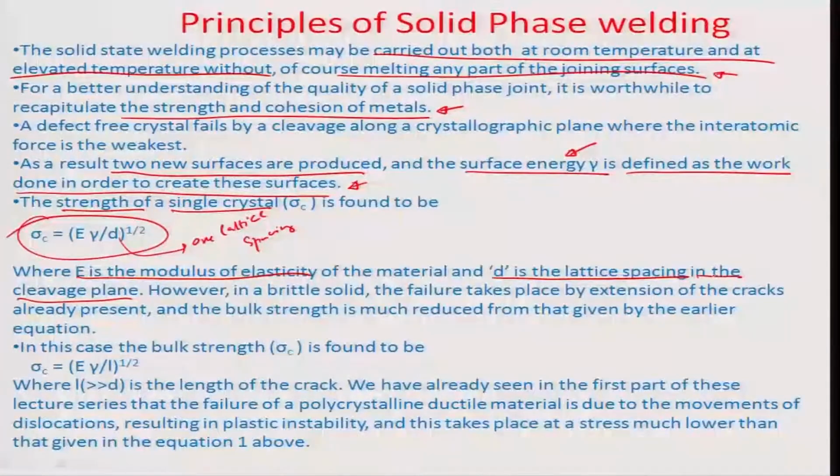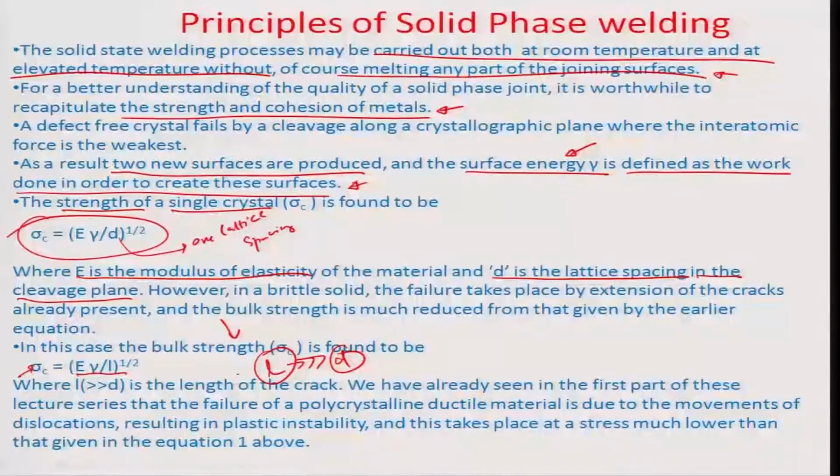Okay. So, in that case, the sigma c which comes out, or the bulk strength of the material, is given again by (E gamma / L)^(1/2), where this L, which I just told you, is much greater than one lattice spacing.